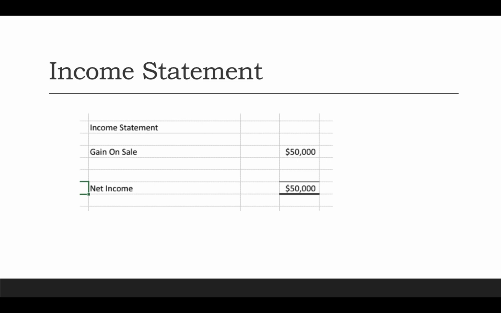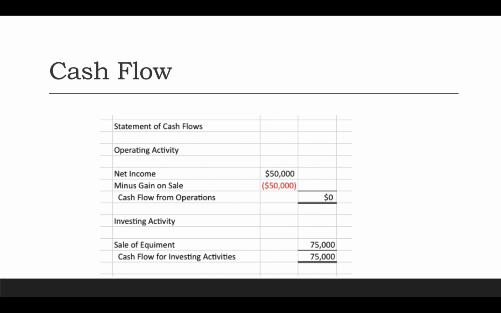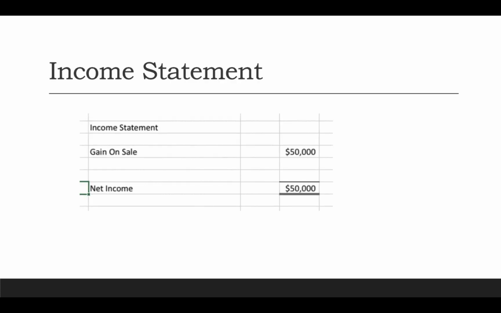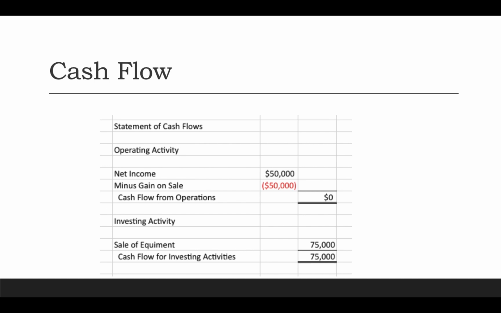Next section is cash flow, right? So when we're doing the indirect method, we always show cash from the income statement first. That $50,000 is from our income statement here. That's plus $50,000. Now, you're going to subtract out any gains from sale of equipment here so that the net operating cash flow is 0. Why? Because that cash flow that we got, the $75,000, is going to be recorded in the investing section, not up here. Otherwise, we're going to double count.